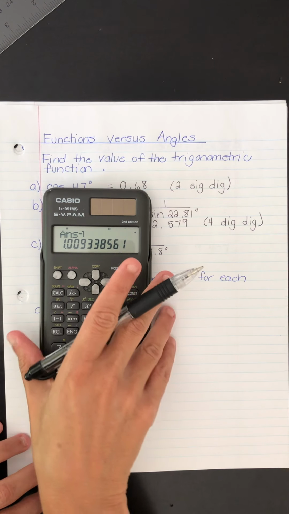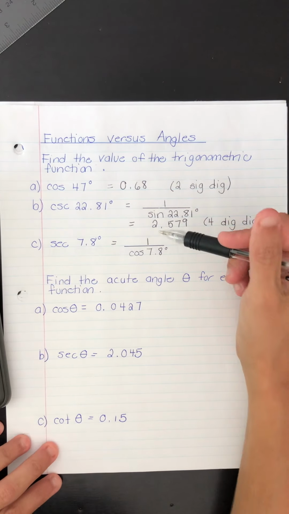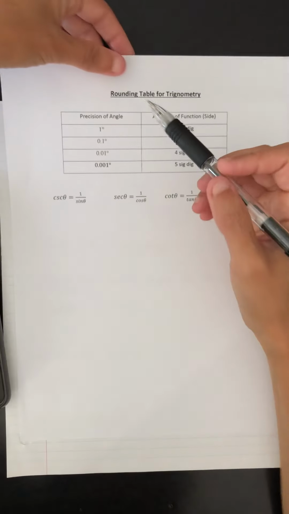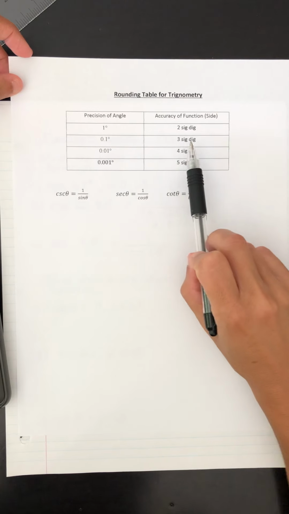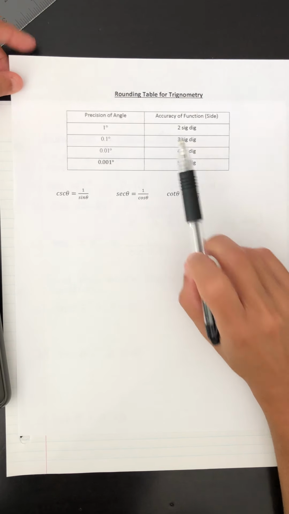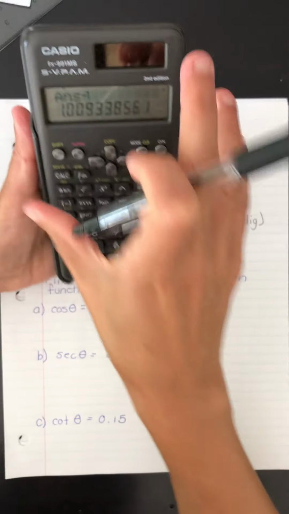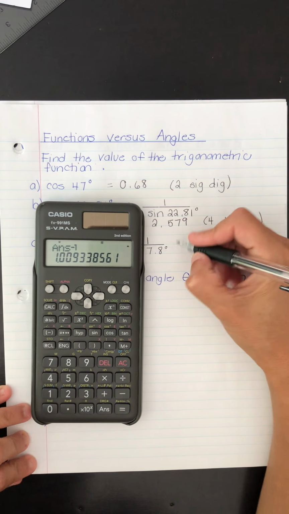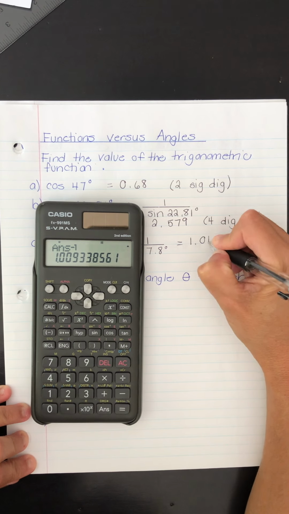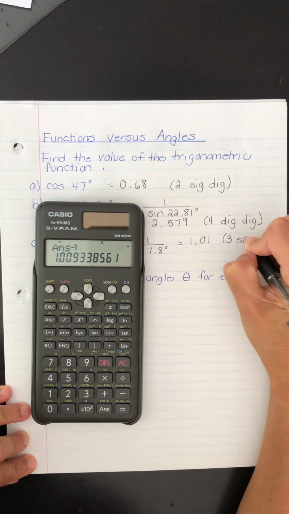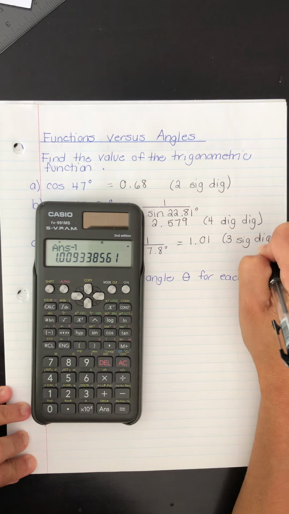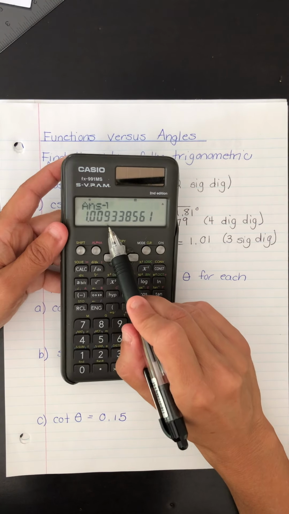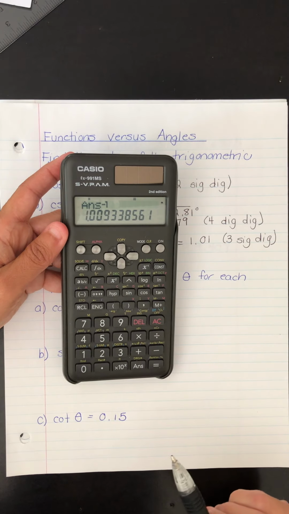Okay? So, the angle had 1 decimal place. It was rounded to the nearest tenth. And so when we write our answer now, we should write down 3 significant digits. So this number rounded to 3 significant digits is 1.01. Okay, so of course we round up here because of the 9 in the hundredths column.